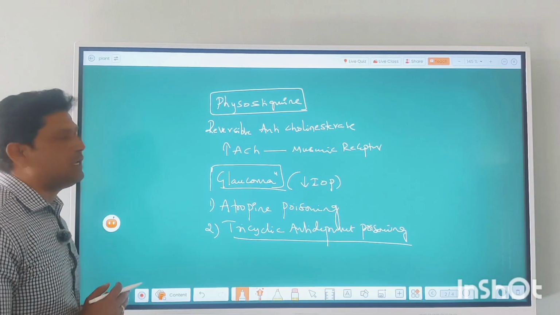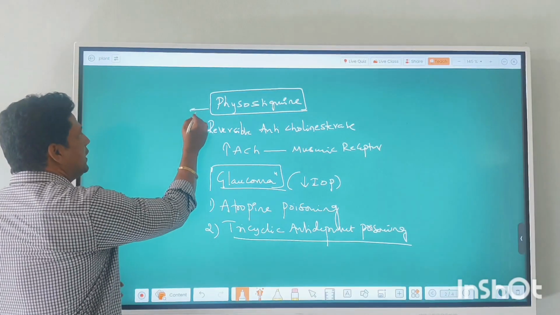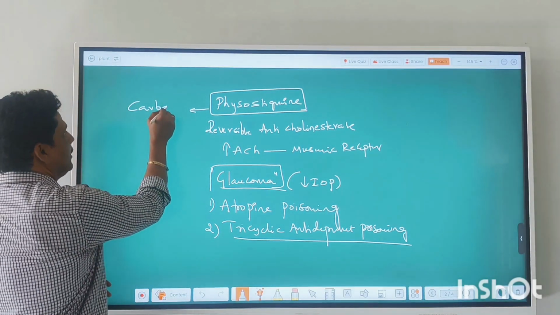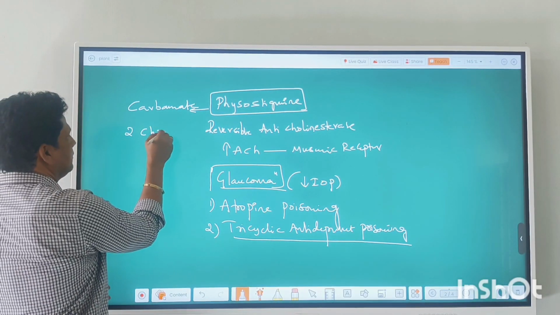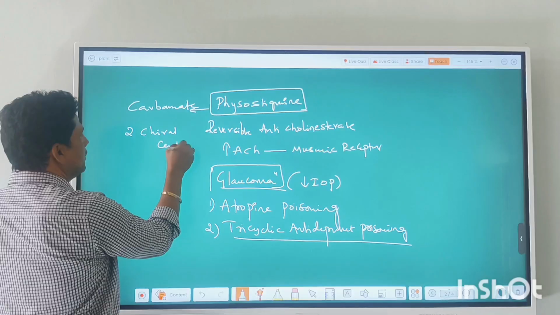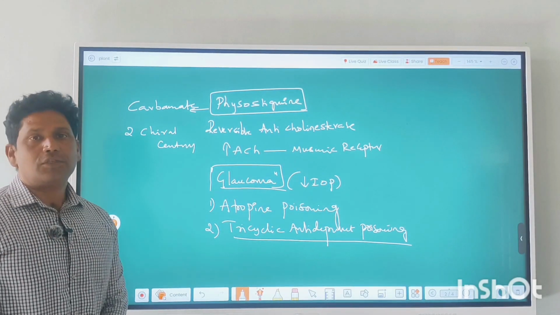So pharmacologically it has several therapeutic uses. Chemically it is a carbamate. It has two chiral centers. So this is about physostigmine.